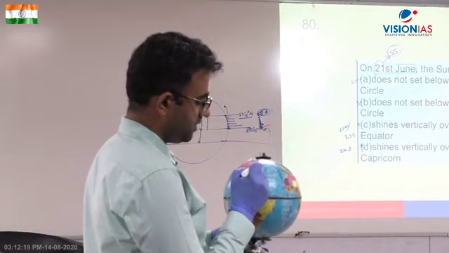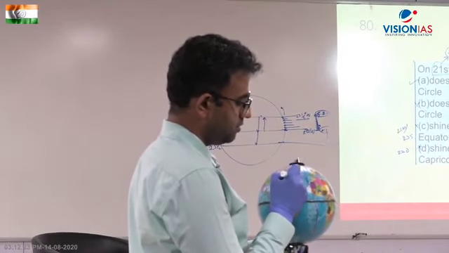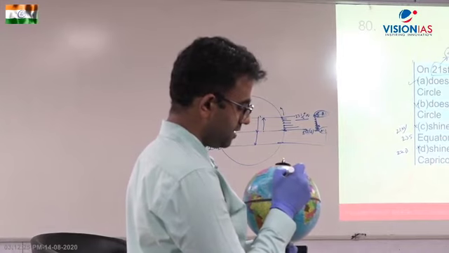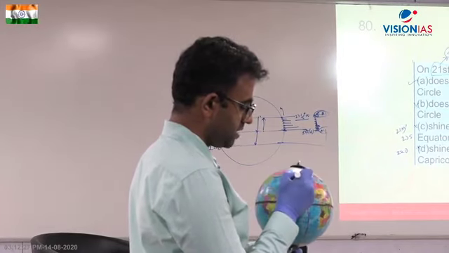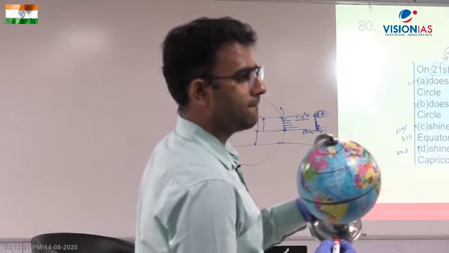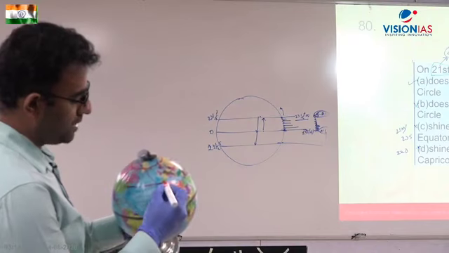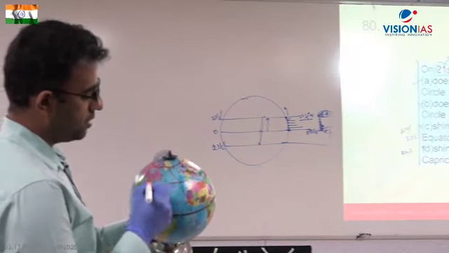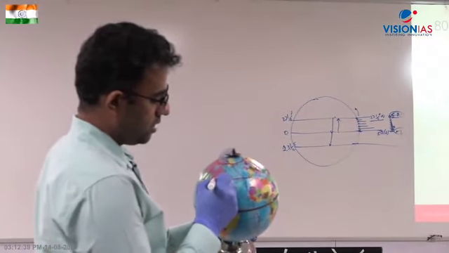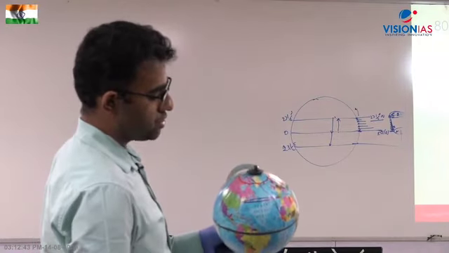If you follow the latitude from New York to Madrid, they are almost on the same latitude. Can you see? New York to Madrid, if you follow the latitude, and if you follow the great circle, which one is shortest?